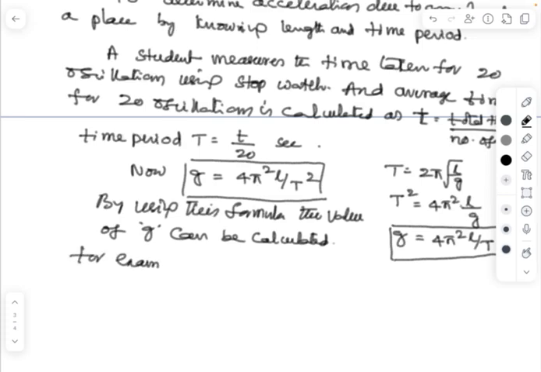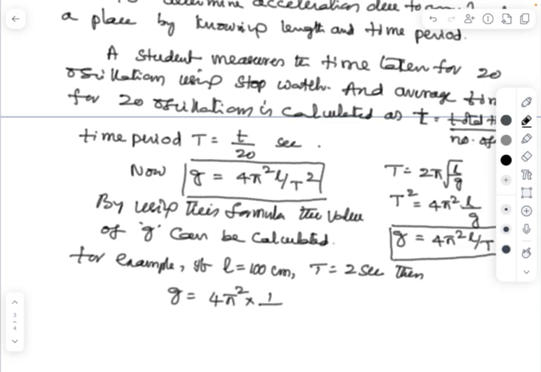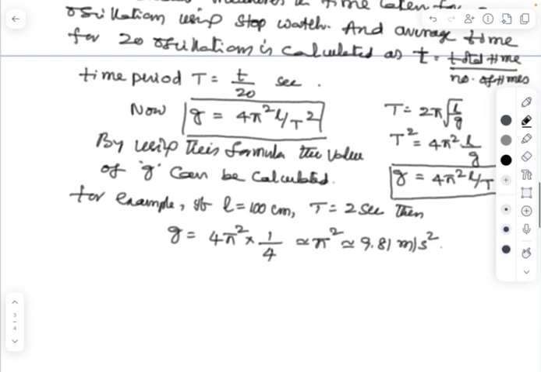For example, if L equals 100 centimeter and T equals 2 seconds, then g equals 4 pi square into L, 100 centimeter that is 1 meter, by T square equals 4. This is pi square, 9.81 meter per second square.